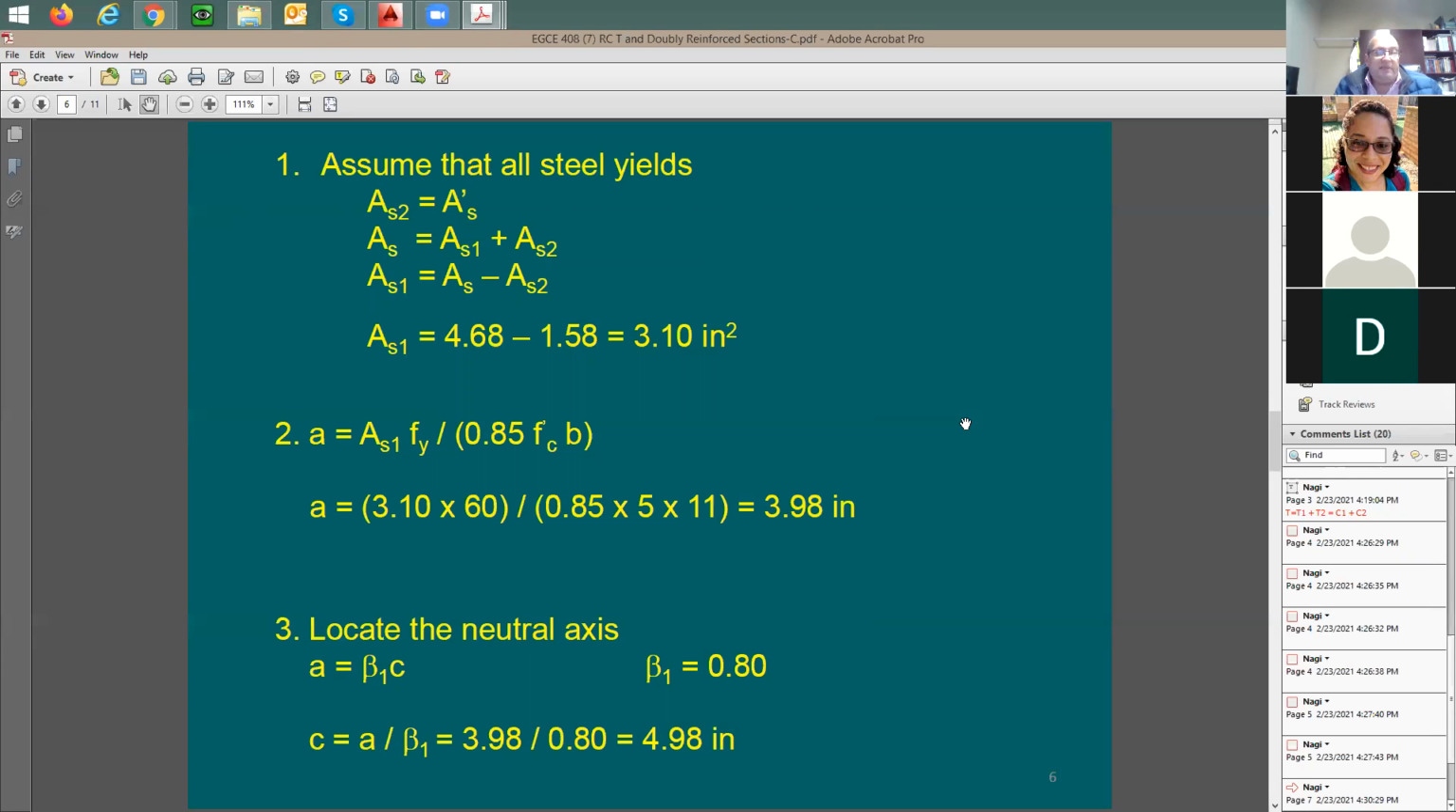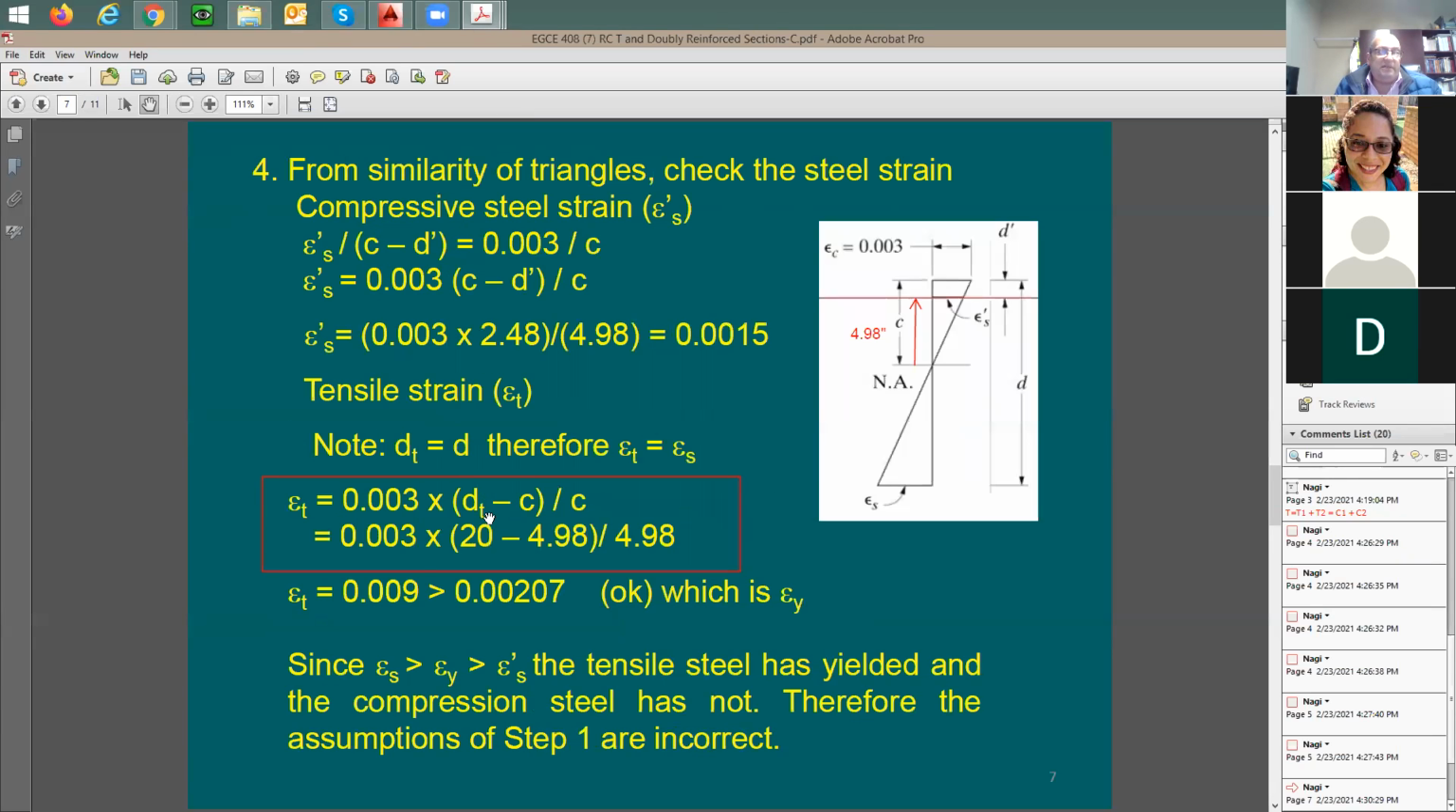Now I need to confirm my assumption. When I did the analysis here, the tensile strain at the bottom was greater than the yield strain, so this is good. My assumption for the bottom steel is good; it is going to be at Fy.